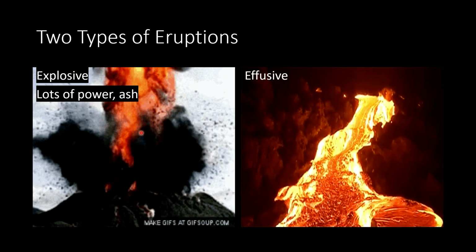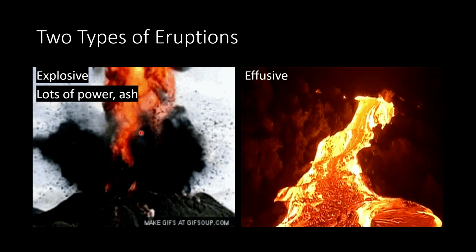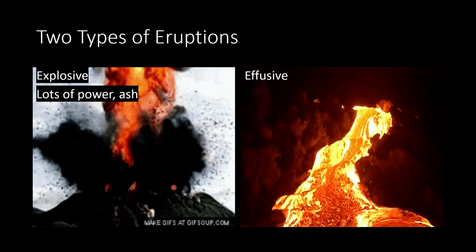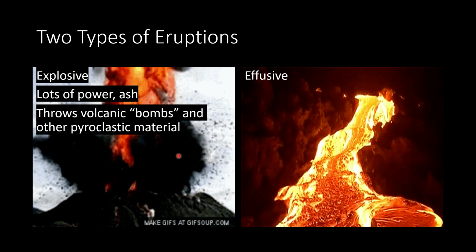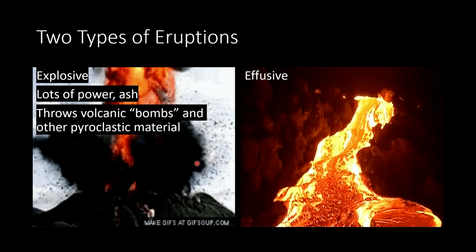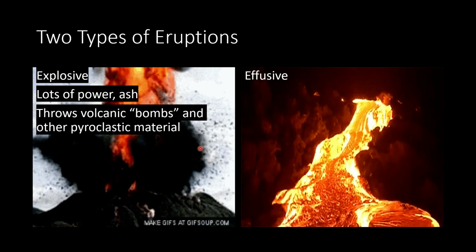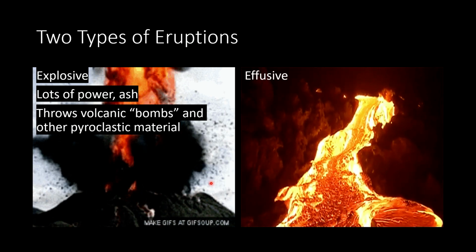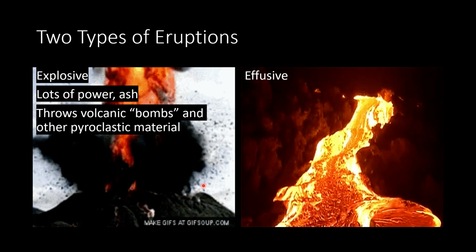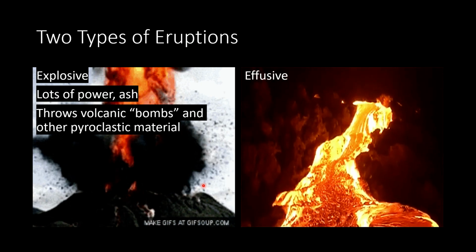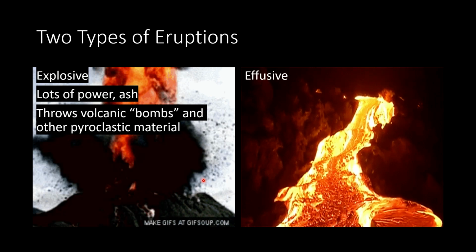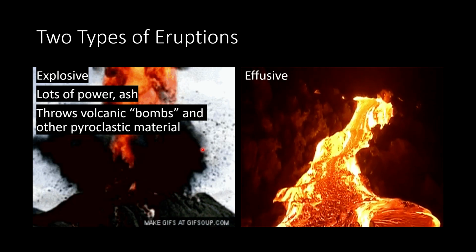There's a lot of ash associated with these types of eruptions. In fact, this one that's going on here has less ash than you'd normally think of with an explosive eruption, but they also throw big chunks of rock that are called volcanic bombs, and then smaller chunks of stuff. Any type of object that's created and thrown by a volcano is called pyroclastic material. So these explosive eruptions throw a lot of pyroclastic material like this away from the volcano during an eruption.